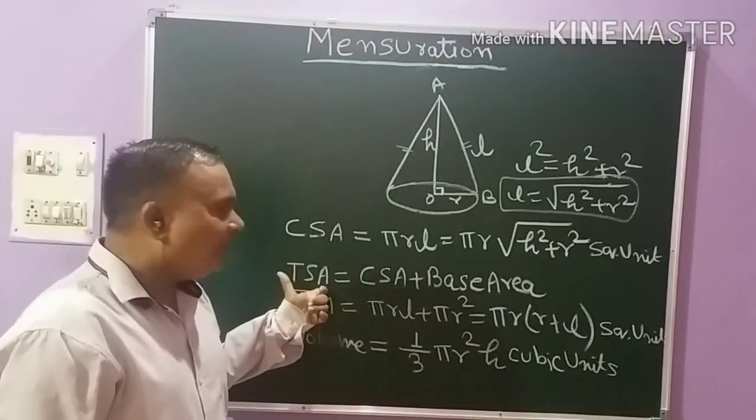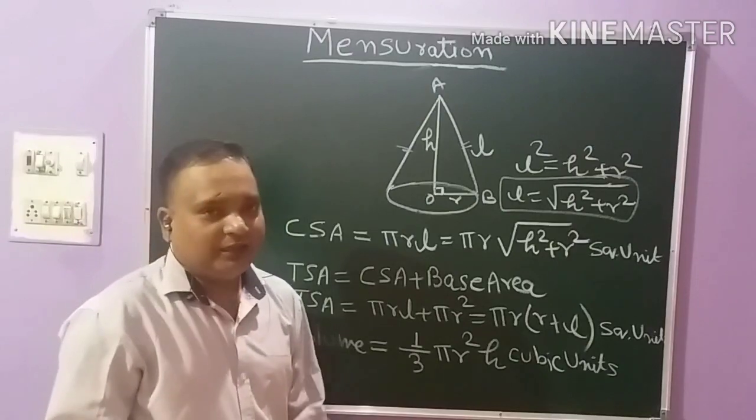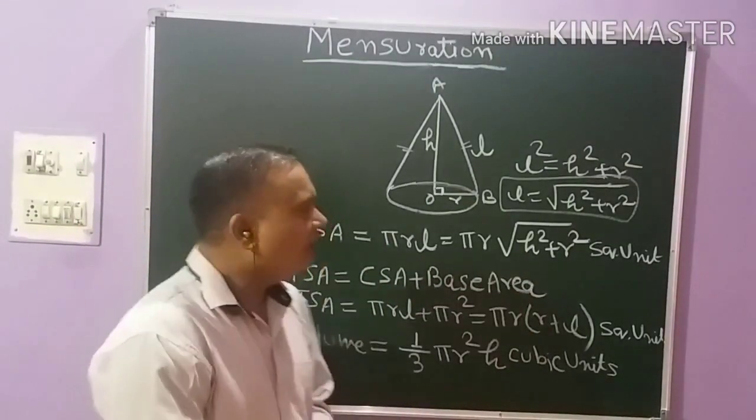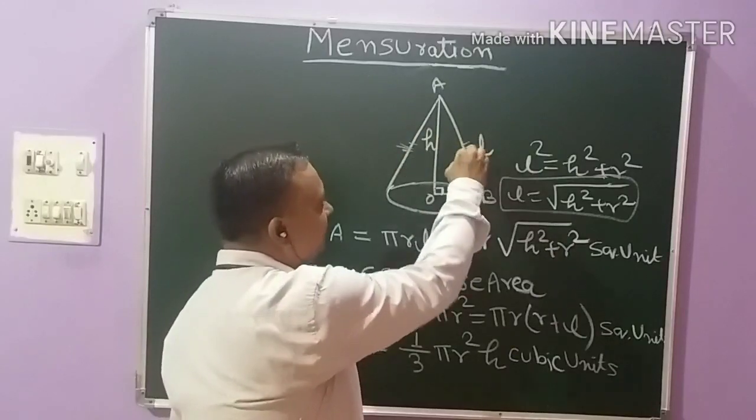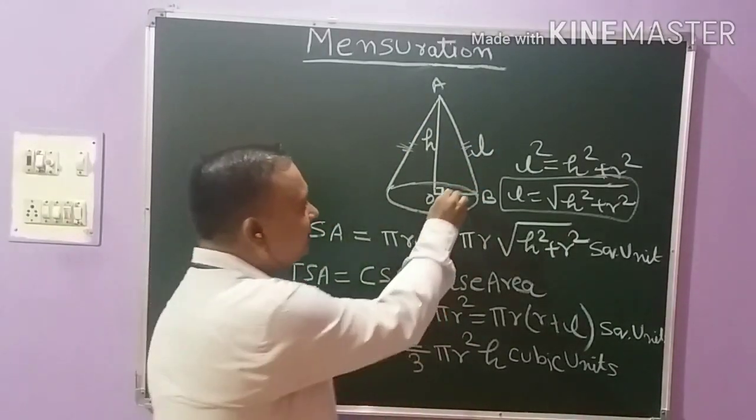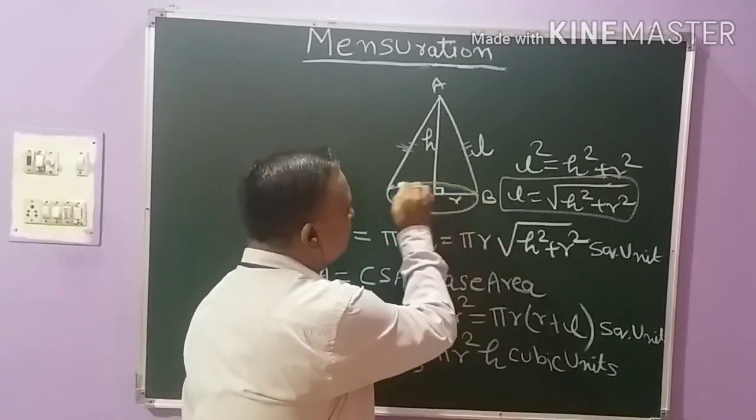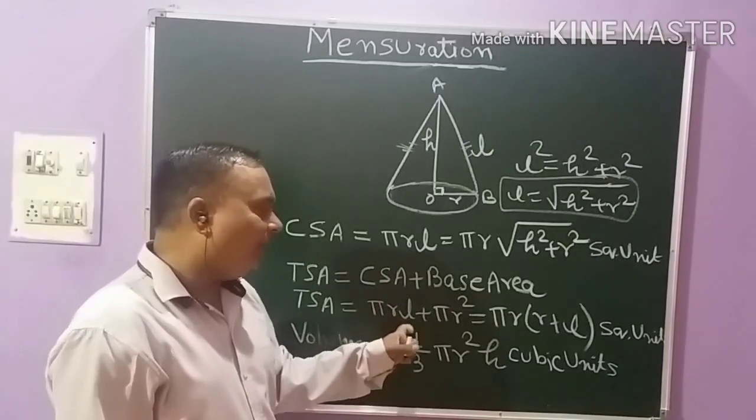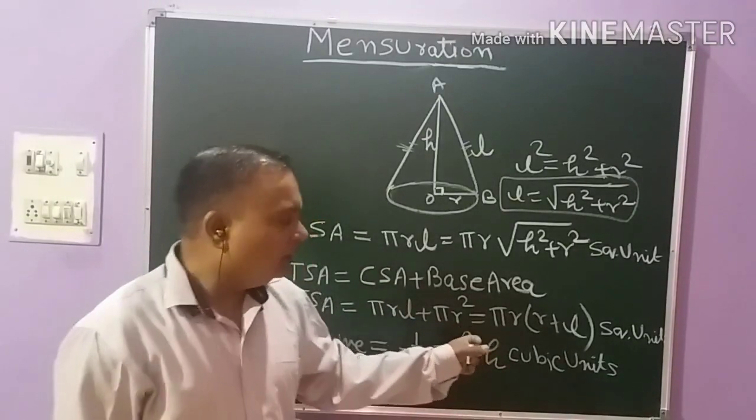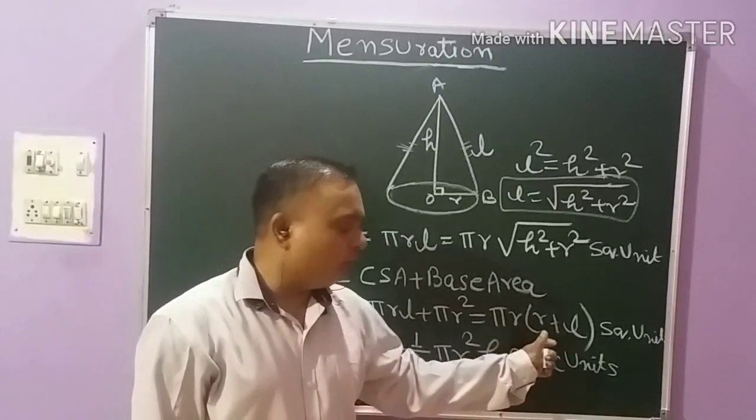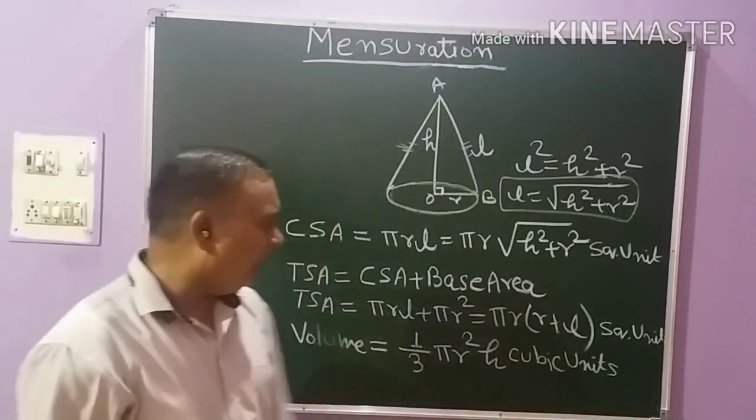Now TSA. We know that TSA equals curved surface area plus base area. Curved surface area means this area, which we already calculated, that is pi r L. What is base area? This area. This will be the base area of cone. So that is pi r L plus pi r square. If I take pi r common, then it will be pi r into r plus L.